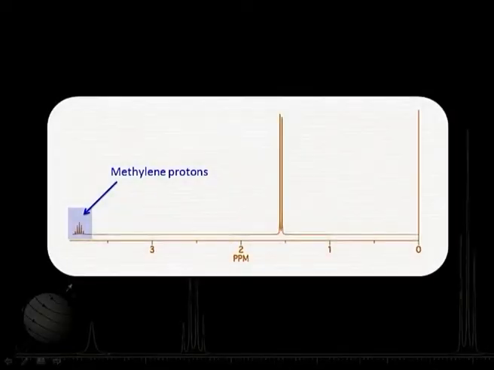Let us look at the spectrum of this molecule here. What you see is that this signal is for the methylene protons of the molecule we just talked about. We find that they are coming together, they are giving me one signal. The signal is quite a complicated one. What is this complication? We will take that up a little later when we talk about spin-spin coupling.